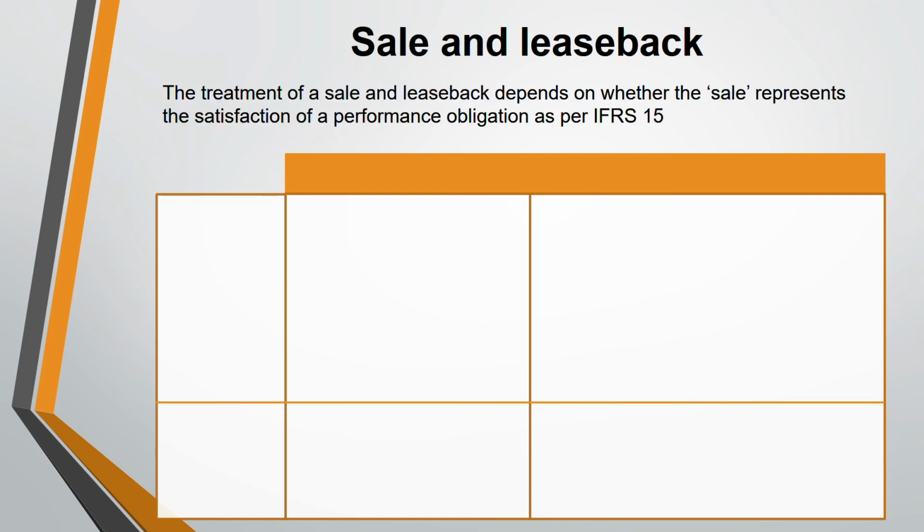Now, this depends on whether that sale represents the satisfaction of a performance obligation under IFRS 15 or not. Why? To recognize revenue for the sale to happen, that means you have satisfied your performance obligation under IFRS 15. Then only you can say it's a sale. So there are these 4 boxes that you need to know: if the transfer is not a sale and if the transfer is a sale. First we are going to go through if the transfer is not a sale.